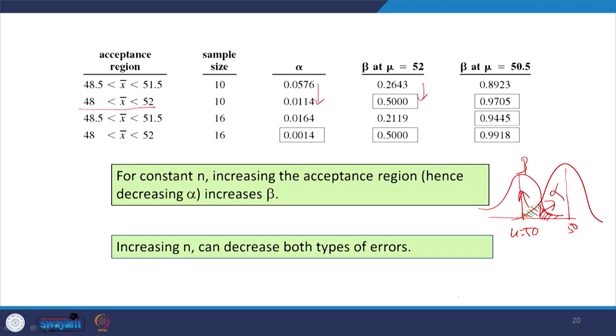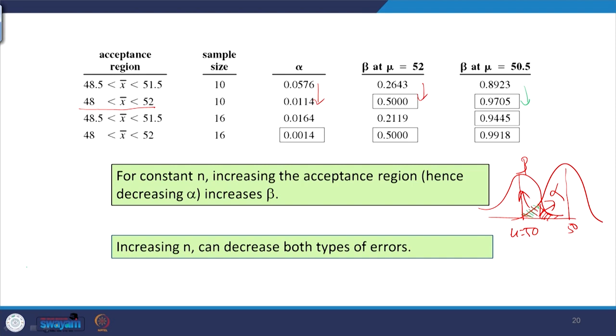So, that is explained with the help of this table. The relationship between alpha and beta is inverse. Apart from this, you go to the last column, mu equal to 52, against mu equal to 50.5. Suppose the difference is decreasing. What is happening? The value of beta is increasing. Okay. That is one point.